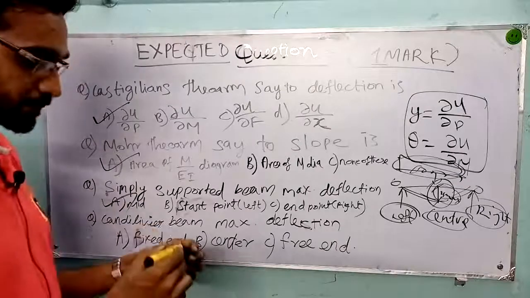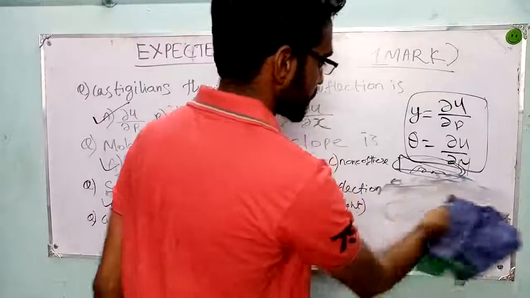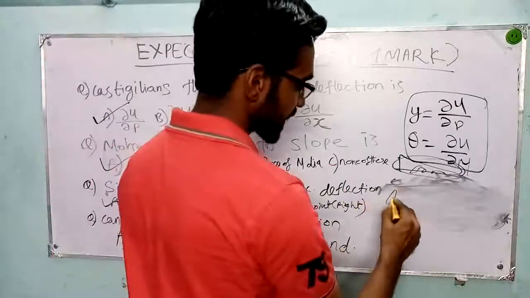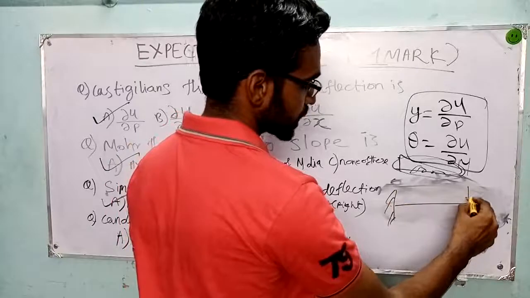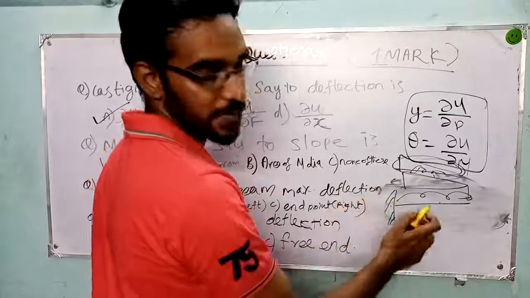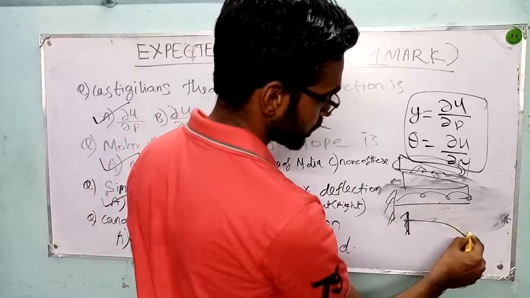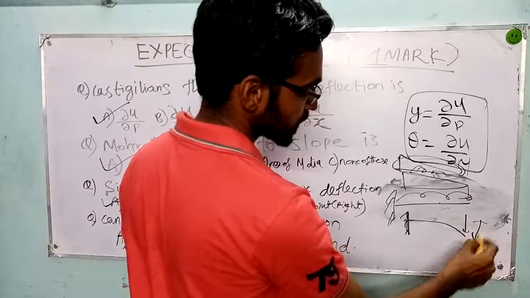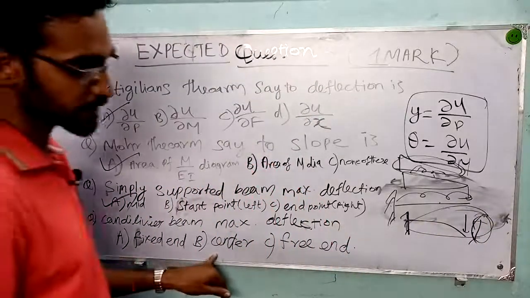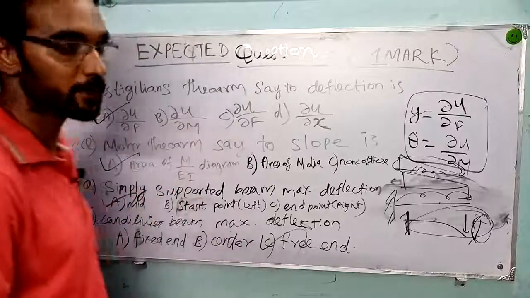Next question: for a cantilever beam, at which place is the maximum deflection? For a cantilever beam with a point load or any load acting, the deflection at the fixed end is 0, at the center it is some value, and the maximum deflection comes at the free end.